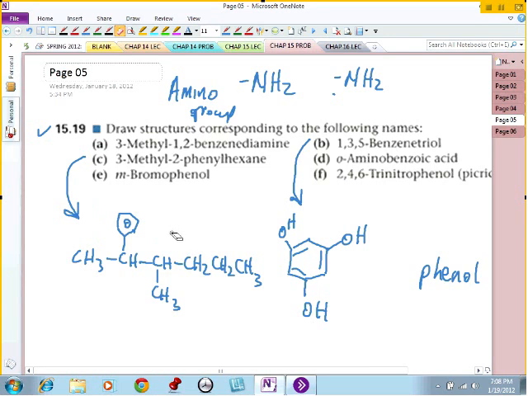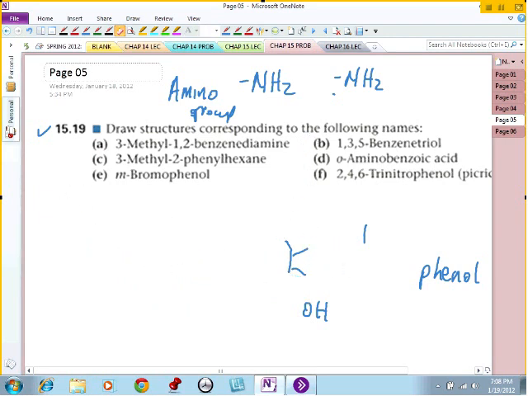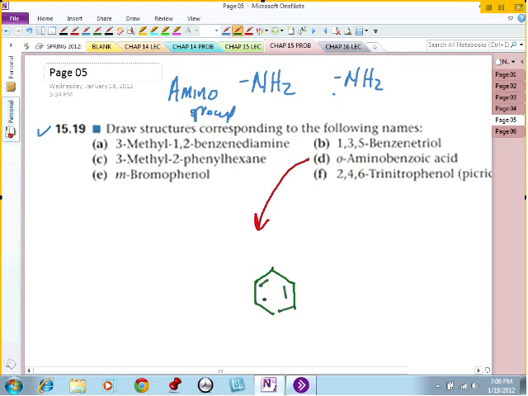Okay, so let us do D. David, you want to try D for us? Benzoic acid, what is the name? Okay, that is O-amino benzoic acid. So what do we do? Benzoic acid. That's your benzoic acid, it's the base name. And then you say O-amino, right? So the amino group is on the two position. Very good. I will leave the rest to you. You should be able to do E and F. That is simple.